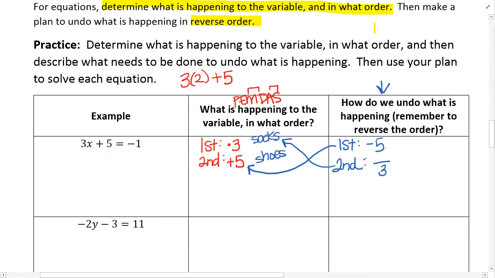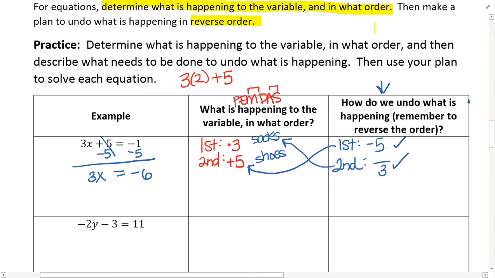I'm going to subtract 5 from both sides first. That's going to go away. We get 3x equals negative 6. Then, so I did this. I did the first step.